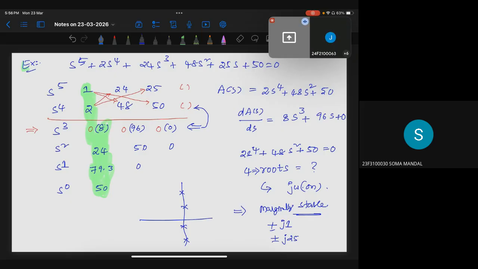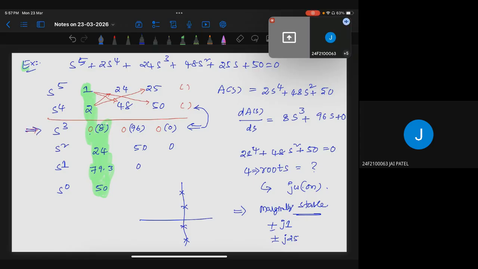Before finding these roots, can we say that the system is marginally stable? We cannot say that. We have to find the roots of this auxiliary equation. Only after we first get these zeros case do we find the auxiliary polynomial.